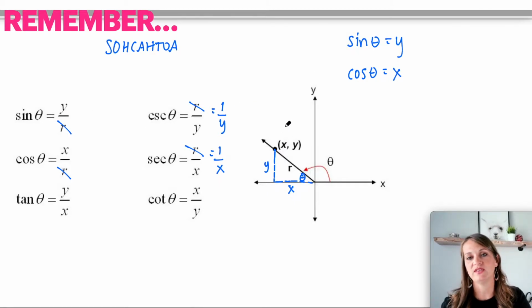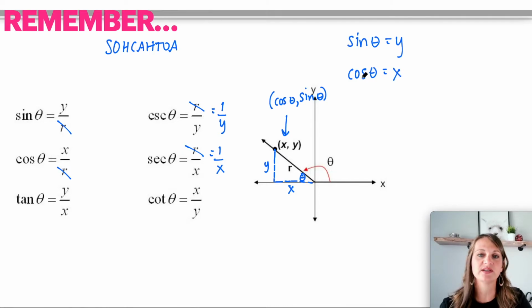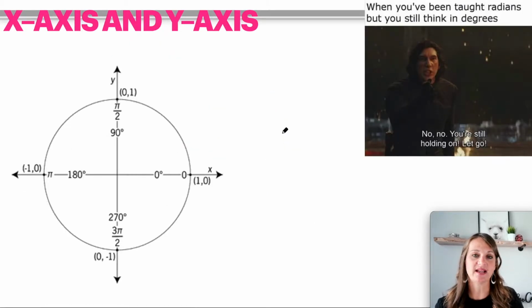So we now know that this coordinate point right here can actually be written as cosine of theta and sine of theta, because we know that x represents cosine of the angle and y represents sine of the angle. So we can actually rewrite the coordinate points. So the x and y axis, again, we discussed was (1, 0), (0, 1), (-1, 0), and (0, -1). Now we're going to include the degrees and the radians.